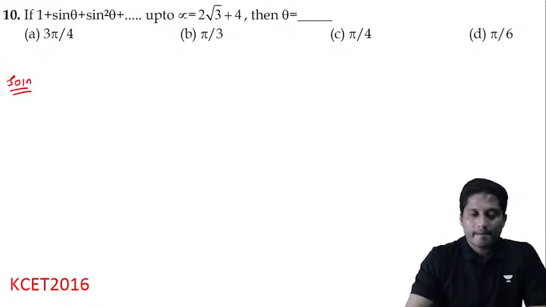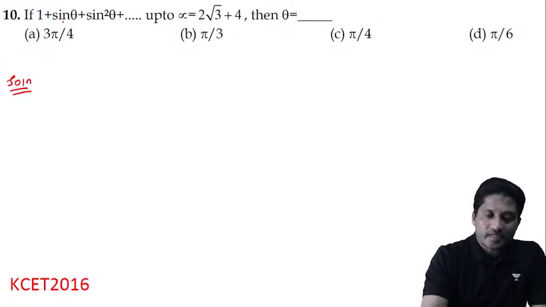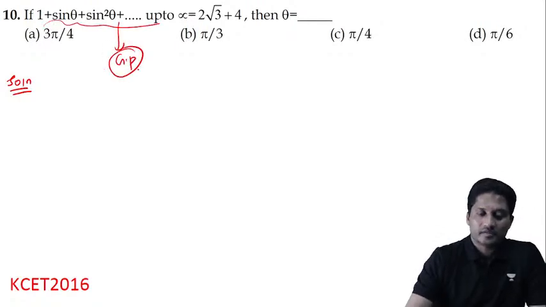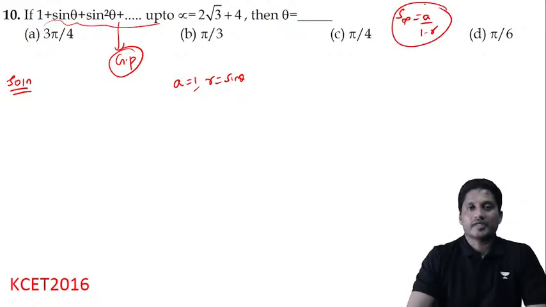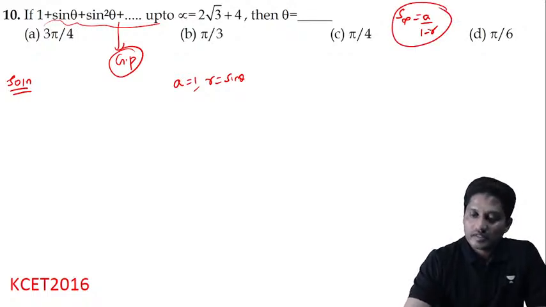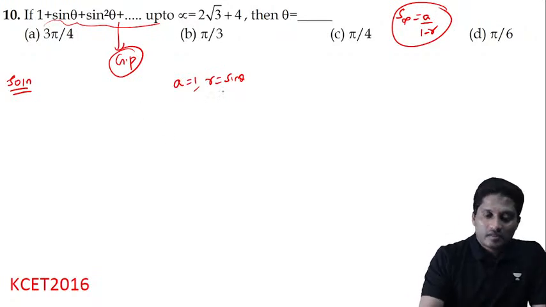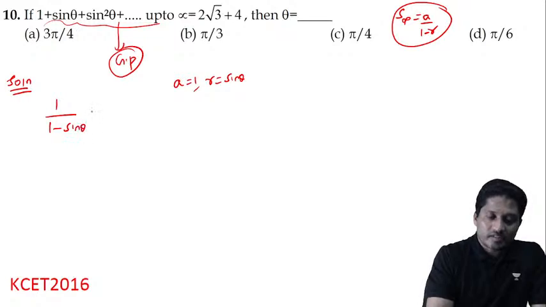Okay, now listen. It's in GP, right? It's an infinite GP. First term is 1. Common ratio is sine theta. S infinity is equal to a divided by 1 minus r. Infinite geometric series. S infinity is a by 1 minus r. So I should write 1 divided by 1 minus common ratio, sine theta, is equal to 2 root 3 plus 4, which can also be written as 4 plus 2 root 3.